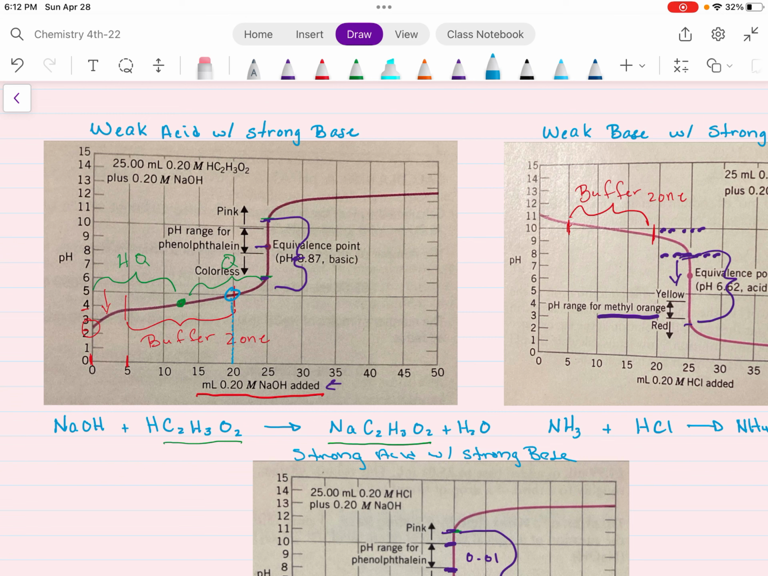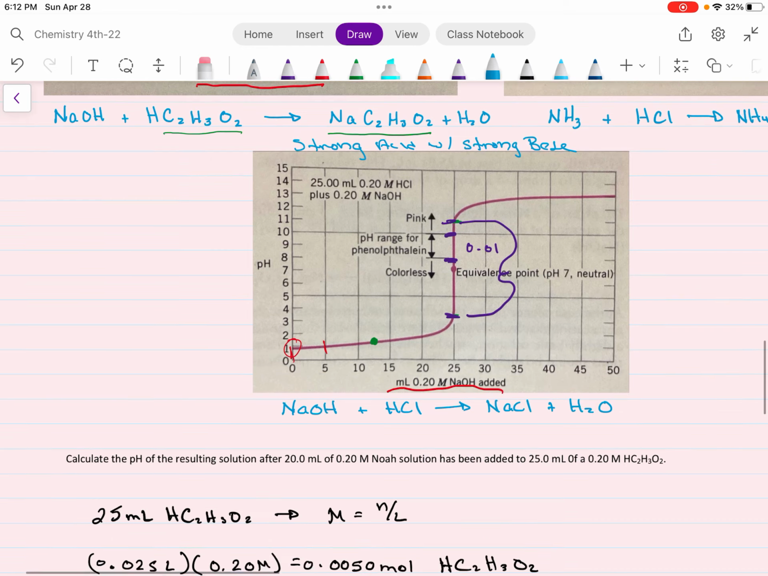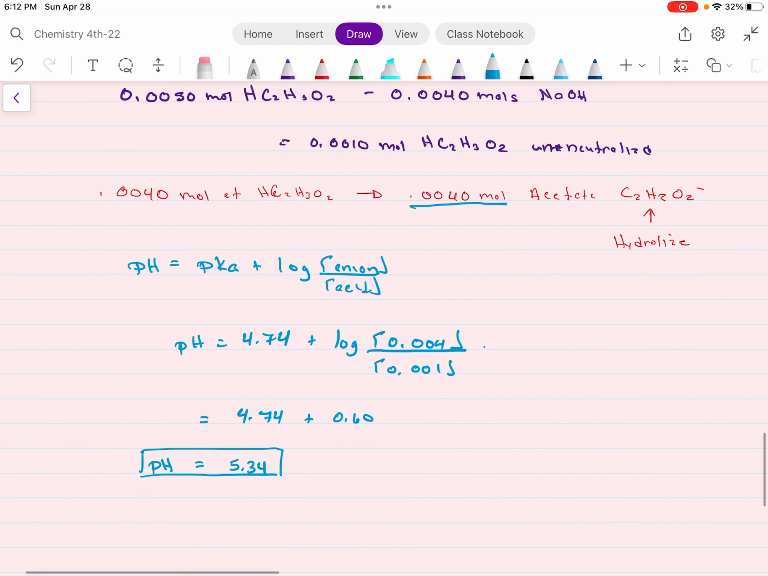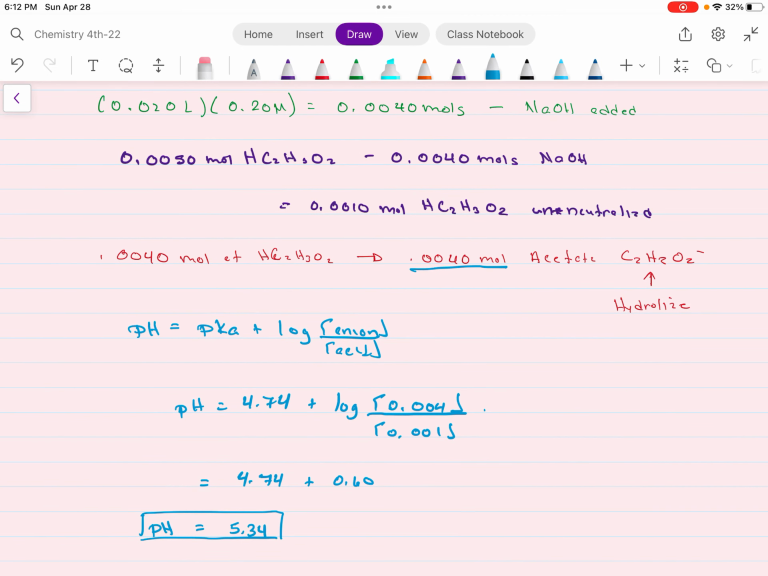And then from here, you begin to see a more dramatic increase in the pH. So just remember that if you're working with a weak acid or a weak base, you're going to have this buffer zone. And if you have the buffer zone, where you're working with the pH and you have an anion or a cation that is hydrolyzing with water, meaning it's reacting with water, you're going to have to use this equation, okay? Or this one, sorry.